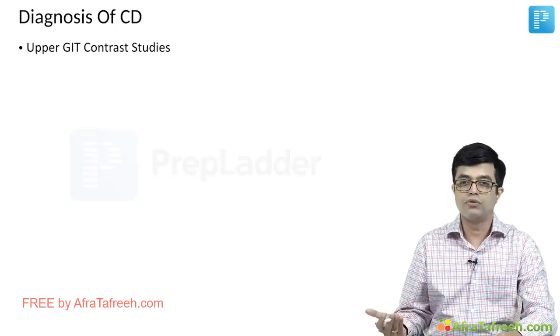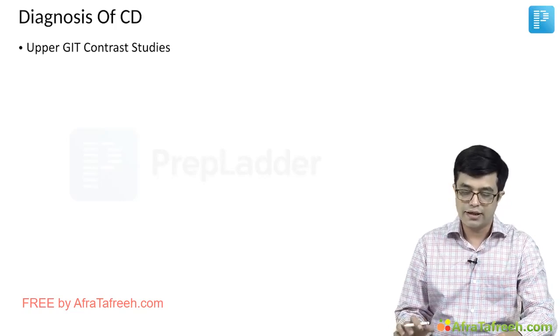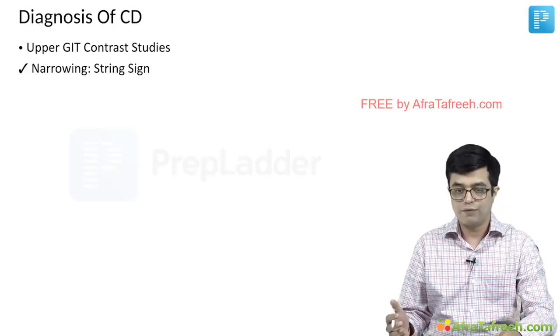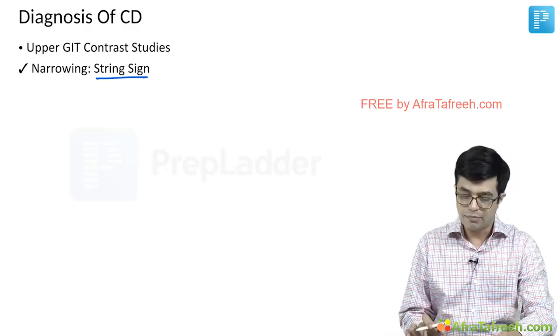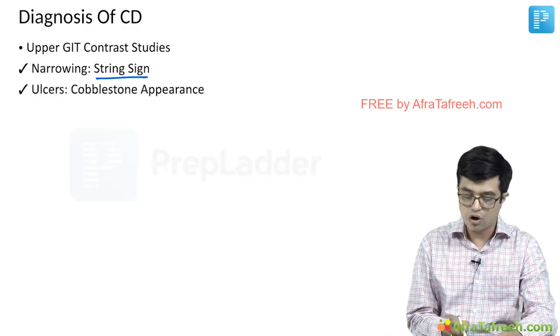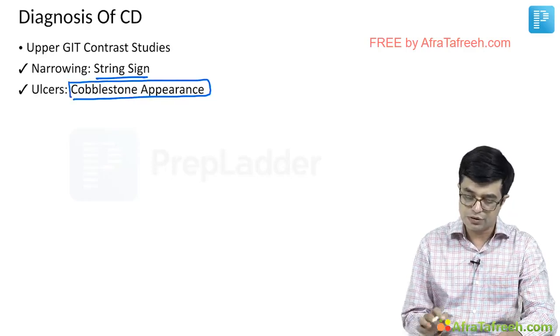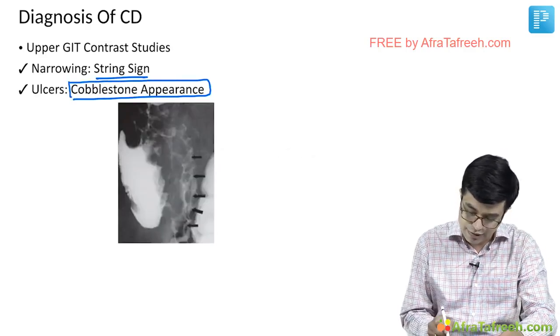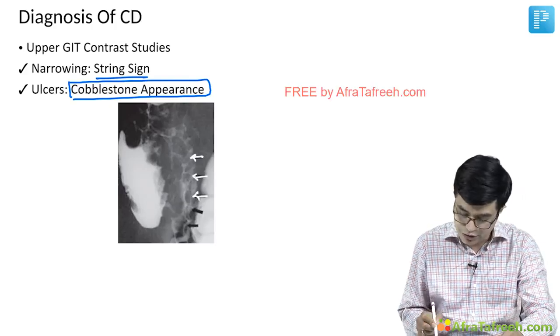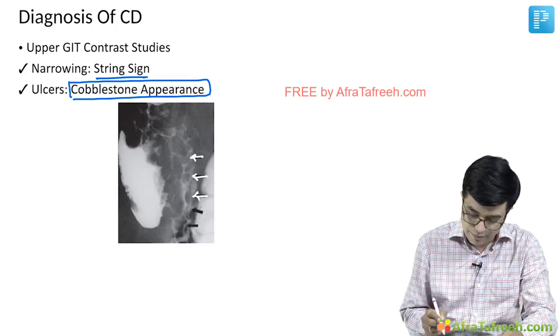Barium meal follow-through is often done in these patients. There are two signs that are found. First, a narrowing can produce a string sign in these patients, and second, multiple ulcers can produce a cobblestone appearance in these individuals. So have a look at this picture. Can you see that these black colored arrows are showing the cobblestone appearance? I'm making them white.